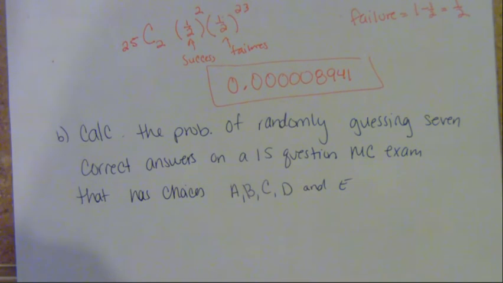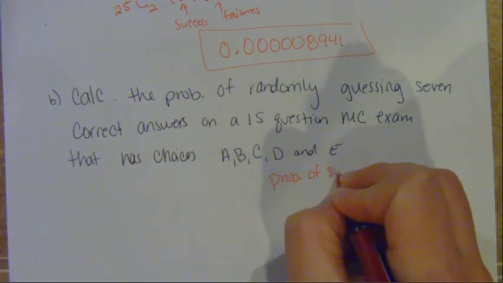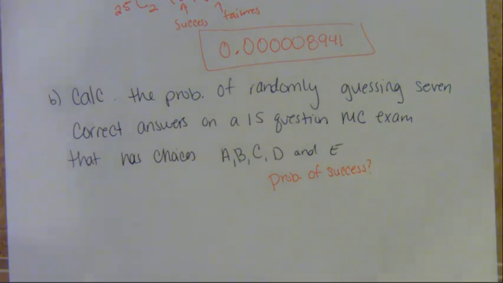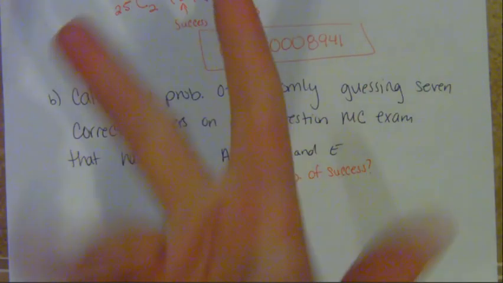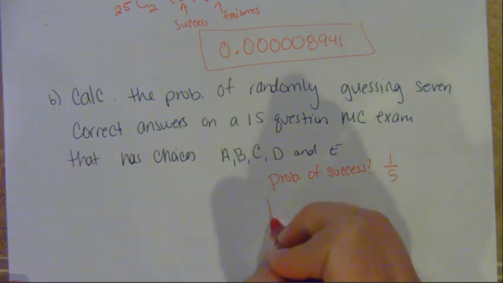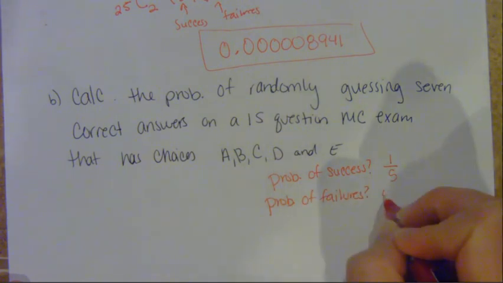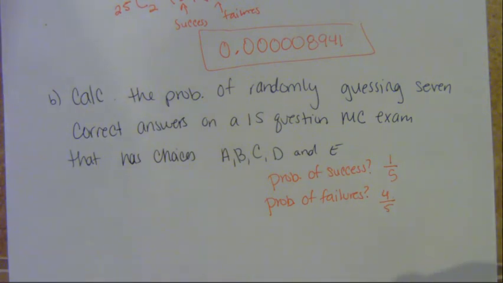So calculate the probability of randomly guessing 7 correct answers on a 15-question multiple choice exam that has choices A, B, C, D, and E. So we've got to first figure out, okay, what's our probability of success? Well, in multiple choice, there's only one right answer and all the other ones are wrong. So if we have answer choices A, B, C, D, and E, that's 5 different answer choices. So probability of success is going to be 1 out of 5. So the probability of failure is going to be 4 out of 5, right? 4 of those answer choices would be wrong.